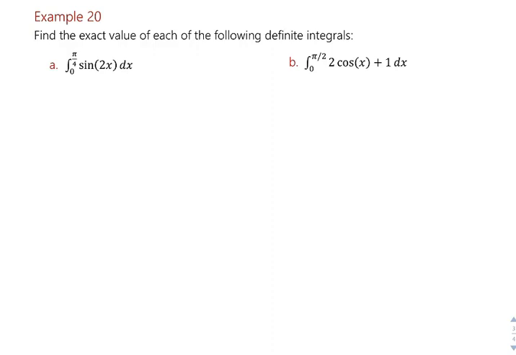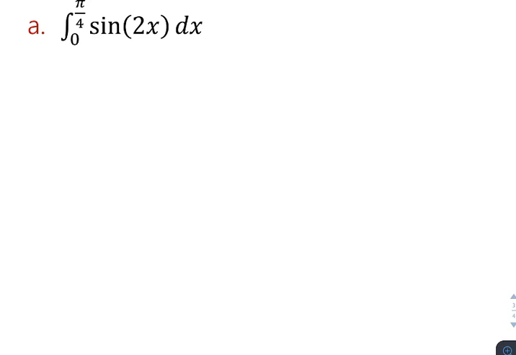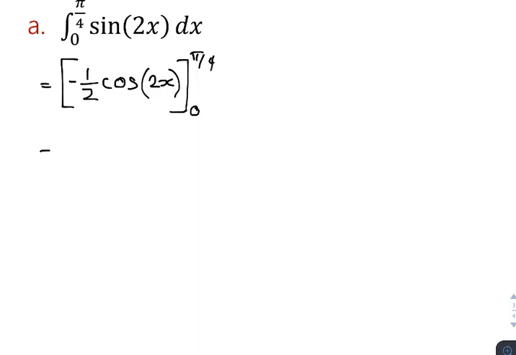Example 20 looks at finding the exact value of the following definite integrals. Part A for this is the integral between 0 and pi on 4 of sine of 2x. So our first step is just to do that integration. So sine 2x becomes negative 1/2 cos 2x. We're still going between pi on 4 and 0.